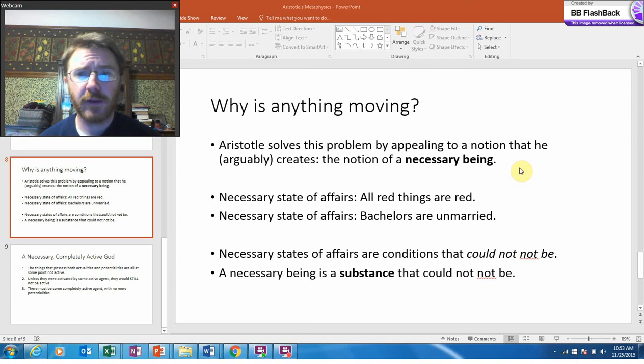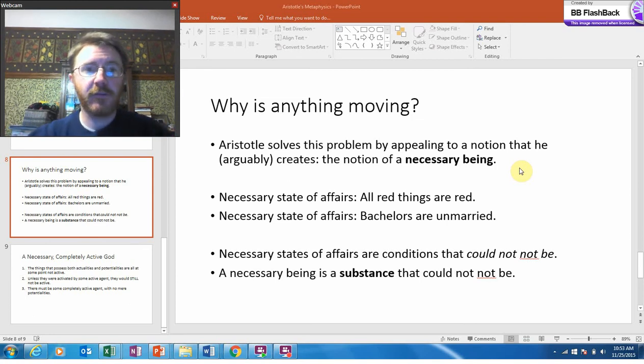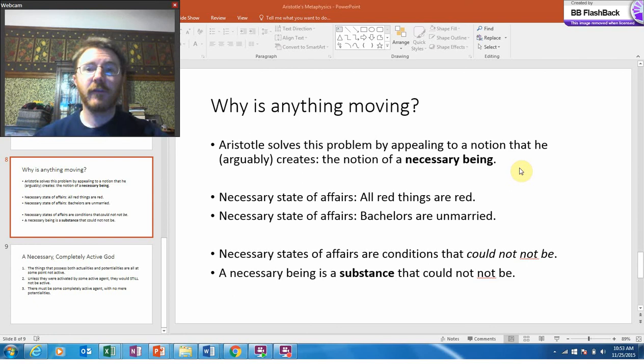But it's also a notion that is very controversial because it's hard to see what necessity has to do with things. So we can see, for example, necessary states of affairs. It's a necessary state of affairs that all red things are red. It's a necessary state of affairs that all bachelors are unmarried. It's a necessary state of affairs that, as I argued in class the other day, all people are alive, right? There are no dead people. That was my argument.